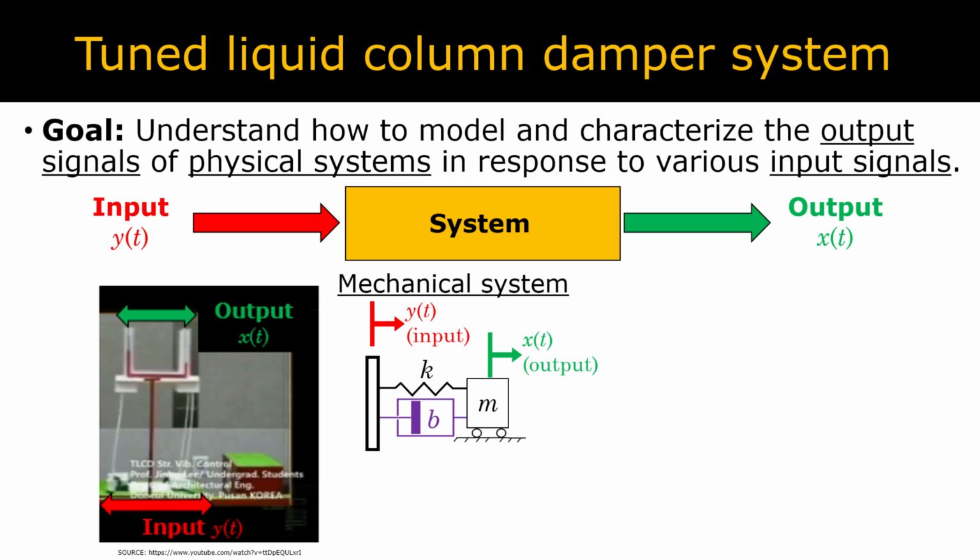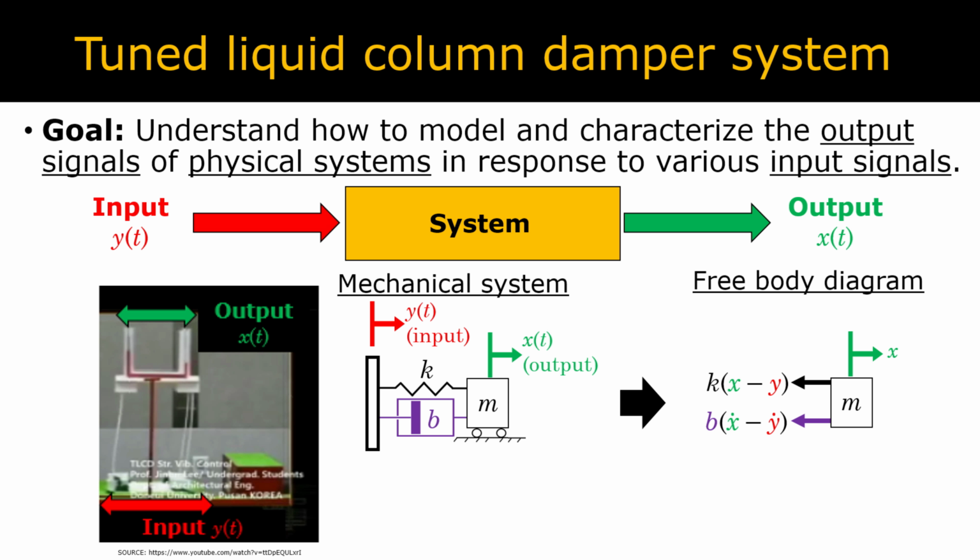Here we see a drawing of the system. We can see the mass, which is connected to a spring and a damper, and the spring and damper are connected to a movable platform. The input, y of t, is shown above the movable platform, and the output, x of t, is shown above the mass. From this drawing, we can sketch a free body diagram.